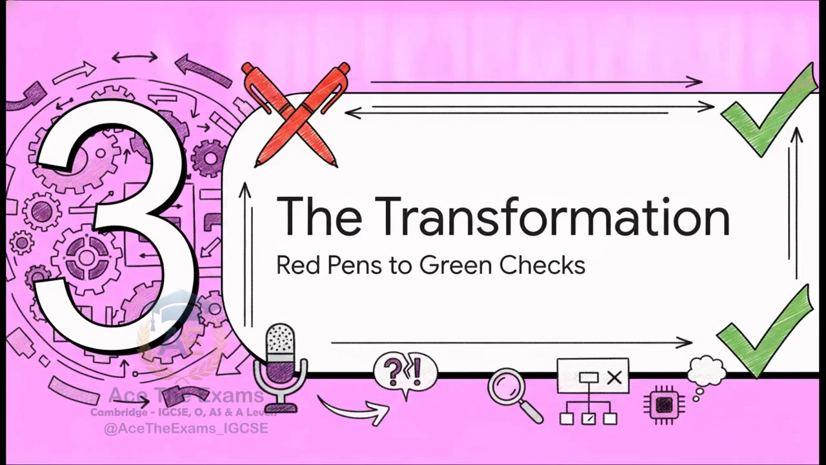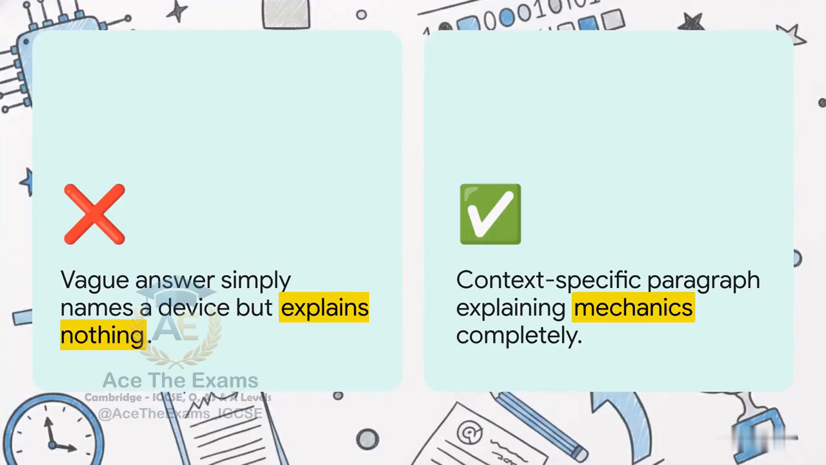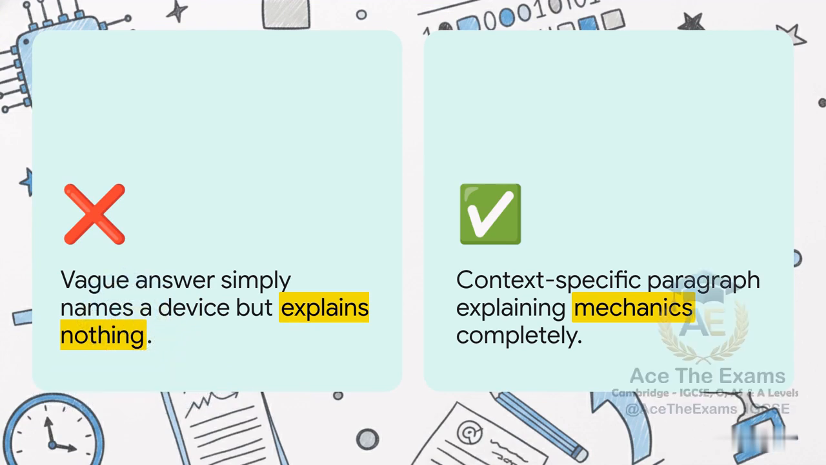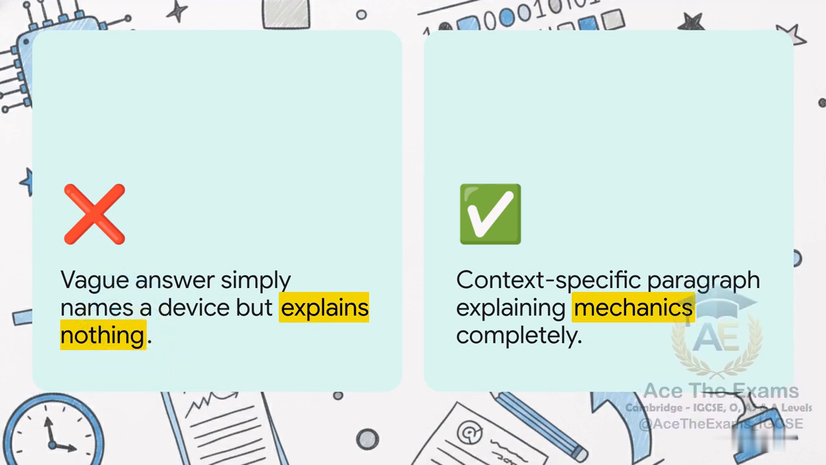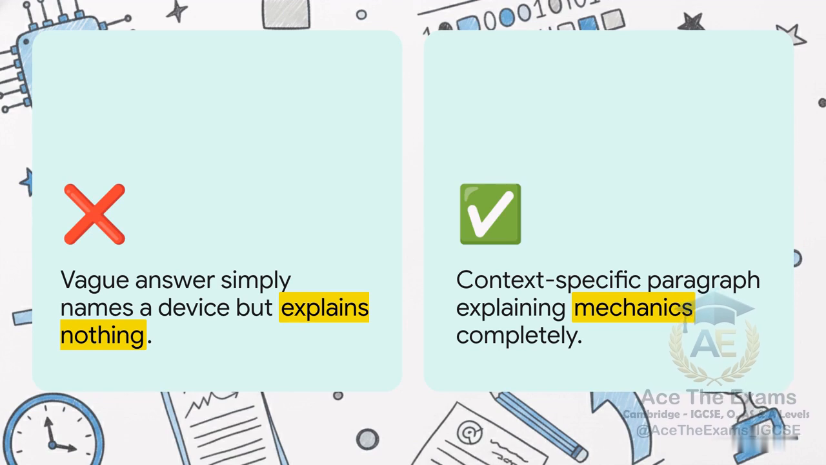Section 3. The transformation. Red pens to green checks. Now, this is exactly where the theory hits the road and becomes real marks. Notice how quickly all those terrifying red pen marks completely vanish when we stop being vague and start being precise. Let's look at an original, deeply flawed answer. The retail store should use bitmaps because the camera takes pictures of barcodes to sell things faster. Ouch. Red pen everywhere. Why?